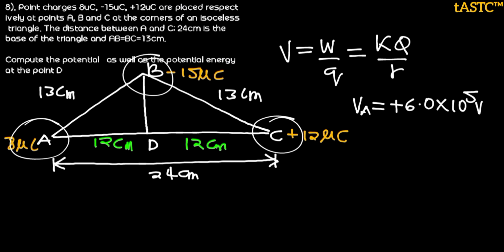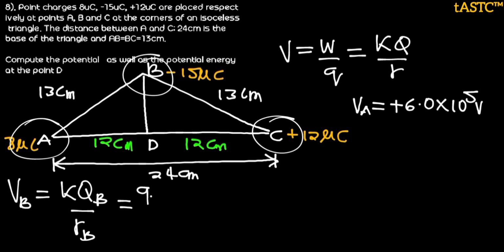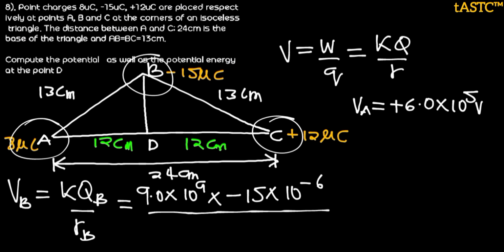Now let us go right ahead and find what is going to be VB. So VB, that is a voltage felt at this position as a result of the charge placed at point B. That typically should be KQ at B divided by R at B. So this again will be 9.0 multiplied by 10 to the power of 9. This will be multiplied by Q at B, which is going to be a minus 15 multiplied by 10 to the negative 6. This is going to be divided by R at B. So we need to find this distance. We have not found it.